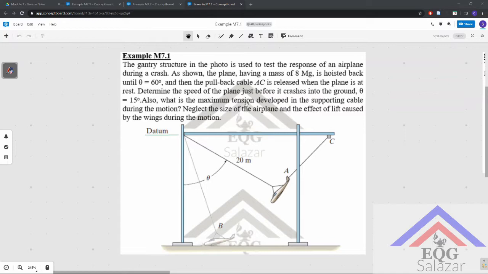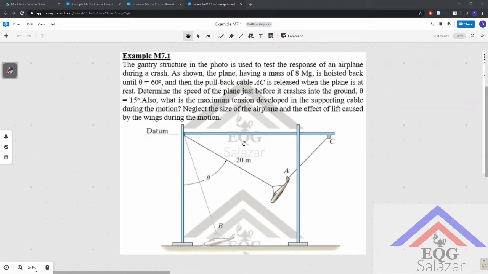Okay, so determine the speed of the plane just before it crashes into the ground when theta is equal to 15. Also, what is the maximum tension developed in the supporting cable during the motion? Neglect the size of the plane and the effect of lift caused by the wings during motion.